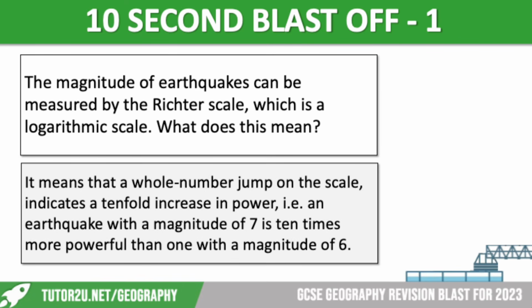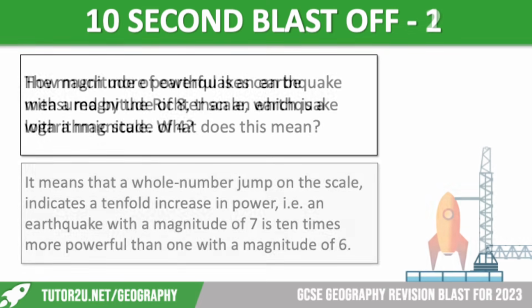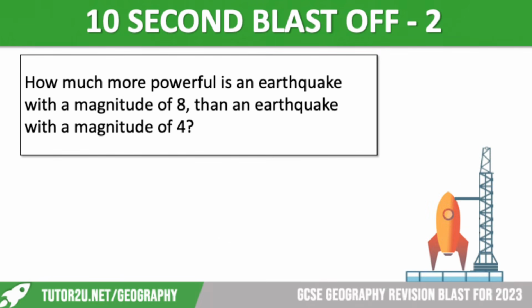Right, it means that a whole number jump on the scale indicates a 10-fold increase in power. So, for example, an earthquake with a magnitude of 7 is 10 times more powerful than one with a magnitude of 6, and therefore it is 100 times more powerful than a magnitude 5 earthquake. Second one, how much more powerful is an earthquake with a magnitude of 8 than an earthquake with a magnitude of 4? So a bit of maths going on here. Off we go. Liftoff will start in T-minus 10 seconds.